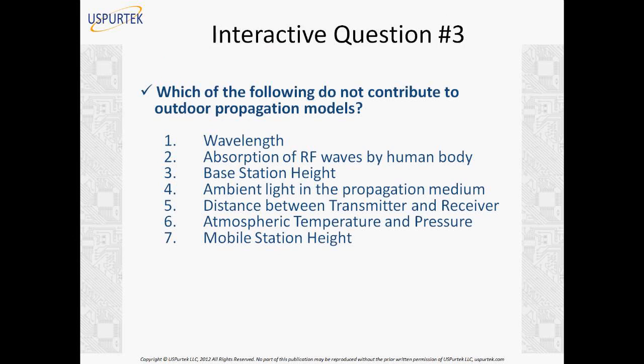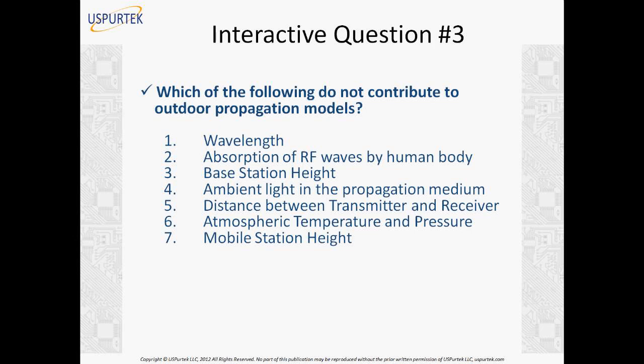So which of the following do not contribute to outdoor propagation models? Take a second. So: wavelength, absorption of RF waves by human body, base station height, ambient light in the propagation medium, distance between transmitter and receiver, atmospheric temperature and pressure, mobile station height. So which ones do not contribute? Number 4, many of you answered number 4, yeah, that is correct. Also the atmospheric temperature and pressure also do not. Yeah, 6 is also true.